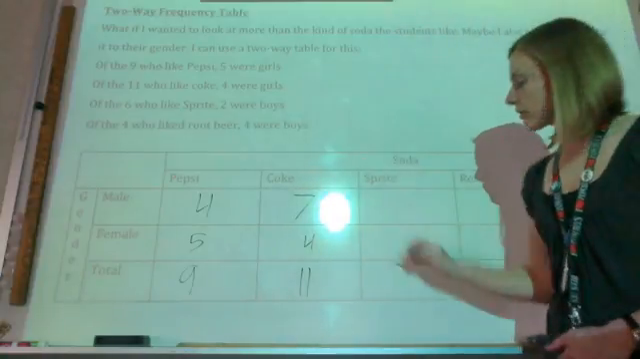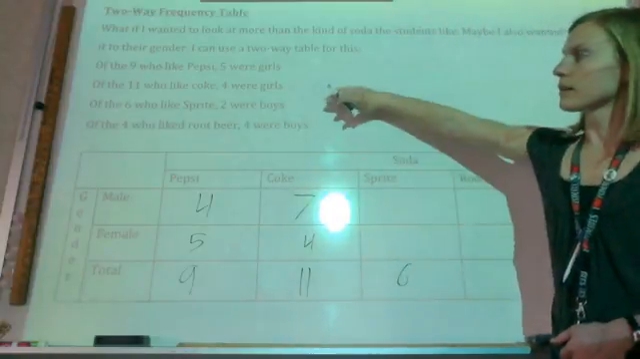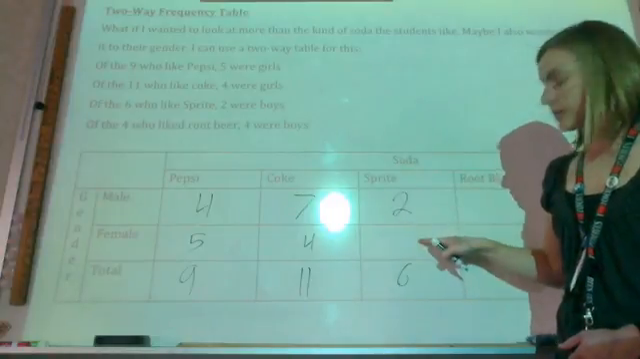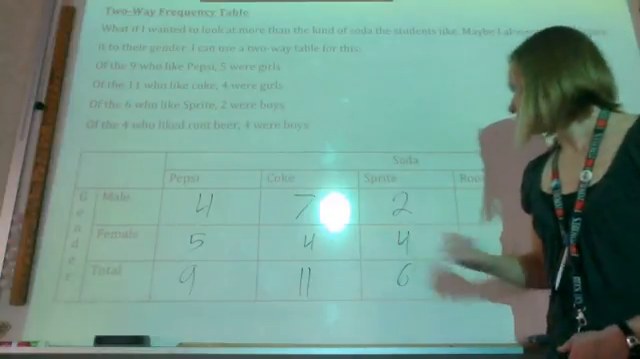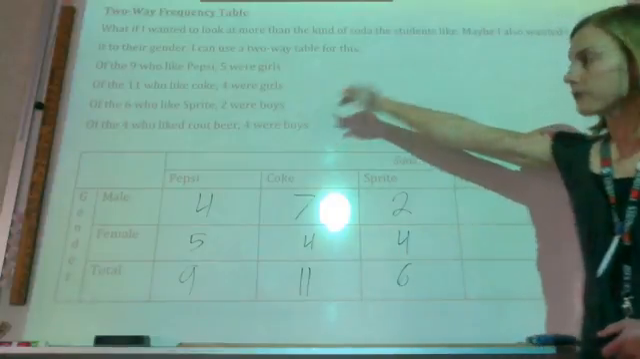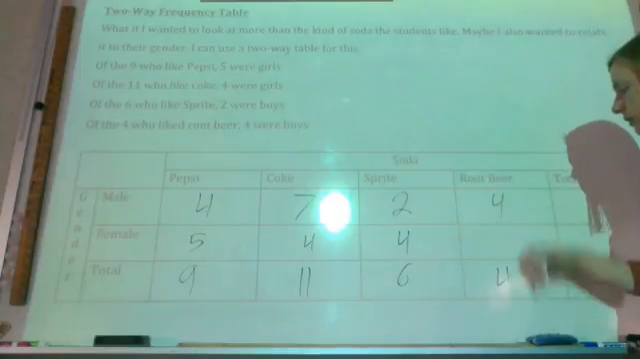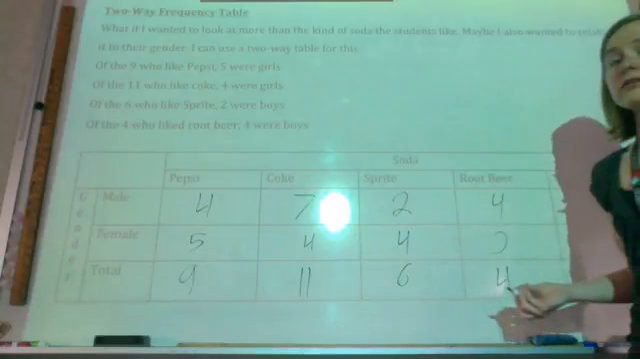Then, of the 6 who like Sprite, 2 were boys. So we have 2 males, which leaves 4 females. Then, of the 4 who liked root beer, 4 were boys. Well, 4 and 4, so that leaves no girls who liked root beer.